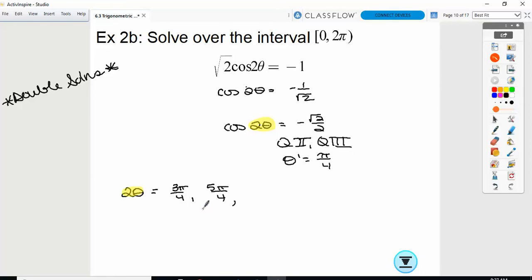But I said double the solution. So right now I have 2 solutions. I'm going to have 2 more. To get those, we are just going to add 2 pi to each of the answers we already have. So 3 pi over 4 plus 2 pi. So 3/4 plus 2. Is 5 pi over 4 plus 2 pi.